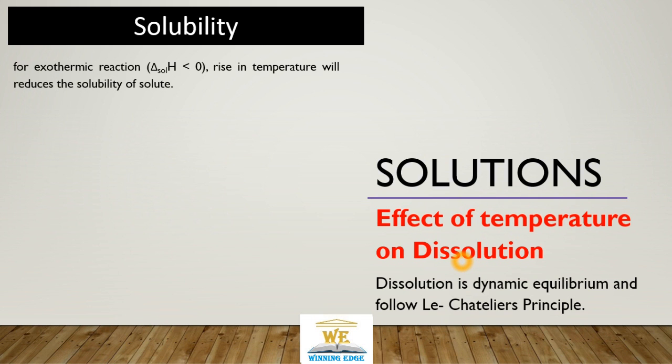For exothermic dissolution, a rise in temperature will reduce the solubility of the solute. Now, if the reaction is exothermic, in such a case the rise in temperature will create more and more precipitation or crystallization.